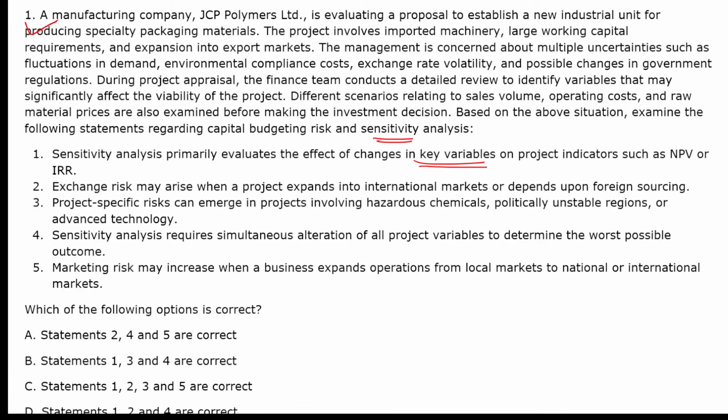Sorry, I've given you the answer directly. Statement two: exchange risk may arise when a project expands into an international market or depends upon foreign sourcing. Correct. Statement three: project specific risk can emerge in projects involving hazardous chemicals, politically unstable regions, and advanced technology. Yes, it is project specific risk.